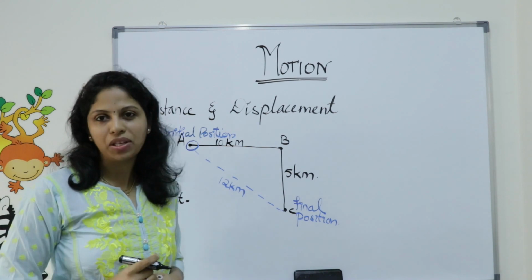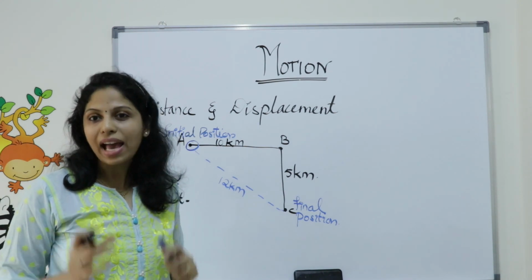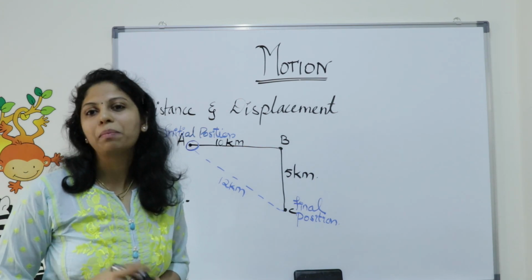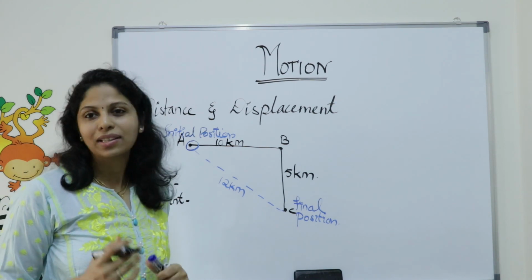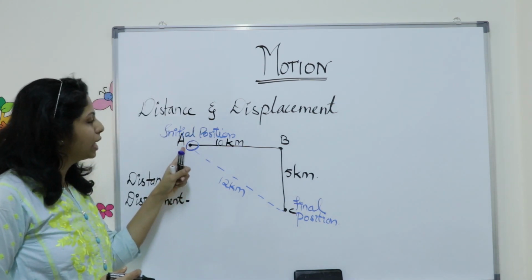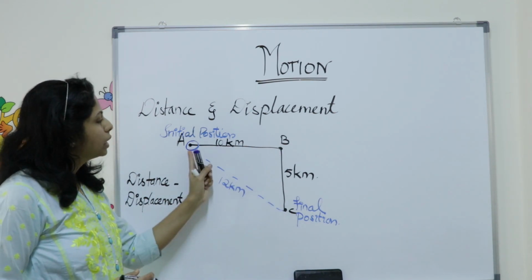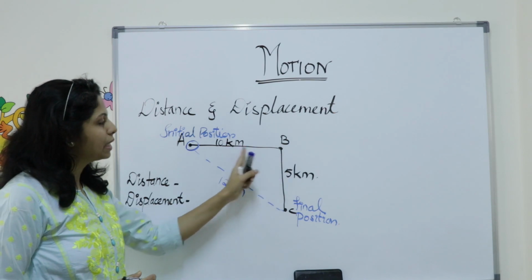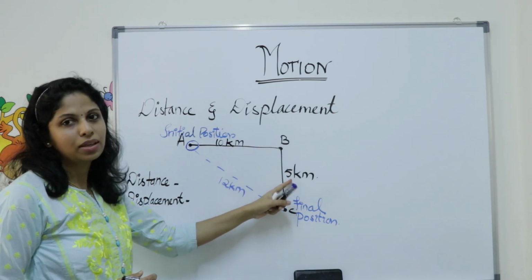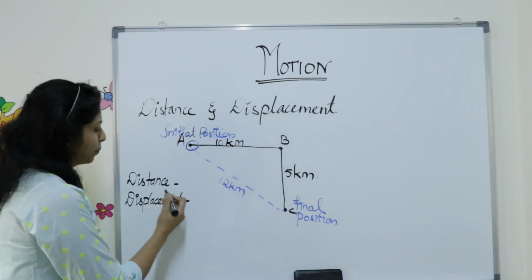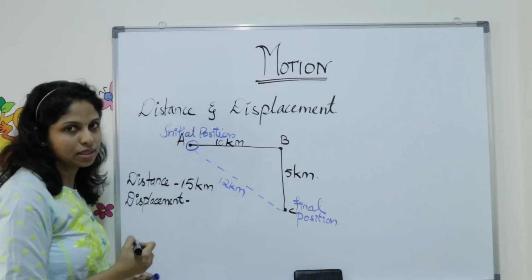Now, by definition, what is a distance? A distance is the actual distance travelled by an object. What is the actual distance travelled by an object? Yes, the object has moved from its initial position to its final position. So, from A to B, it is 10 kilometers, and from B to C it is 5 kilometers. So together 15 kilometers. So we get the distance as 15 kilometers.